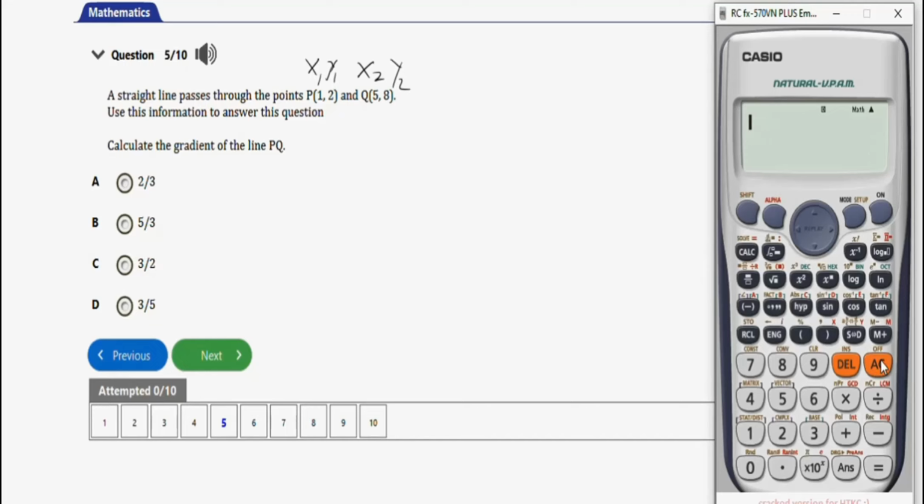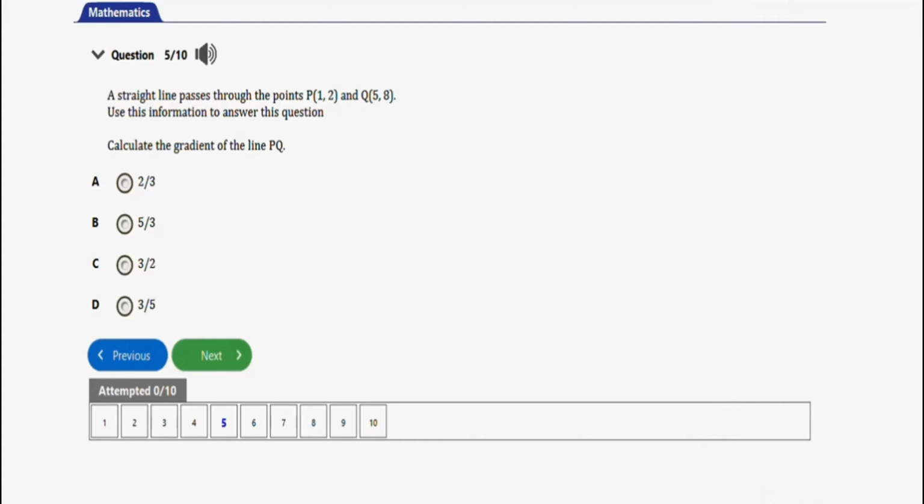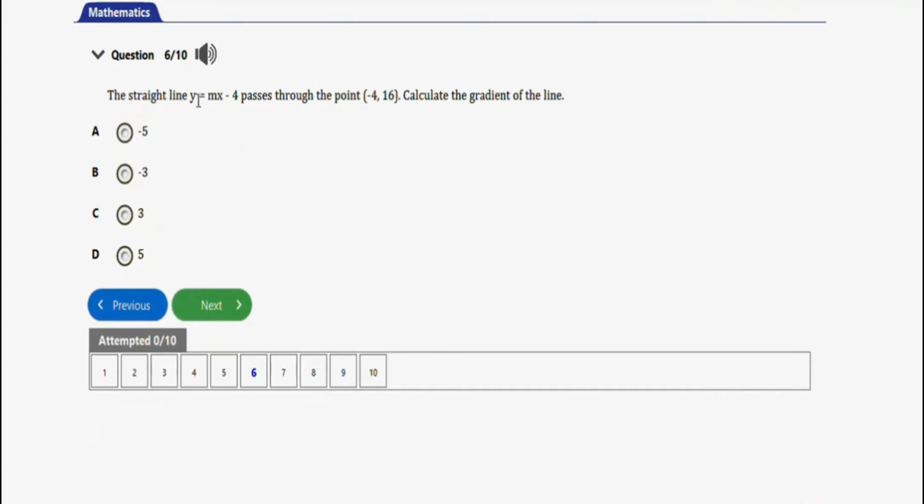Let's wipe this now. So the next repeated question. So the next repeated question will be this one. It says the straight line y equals mx minus 4 passes through the point. Calculate the gradient of the line.